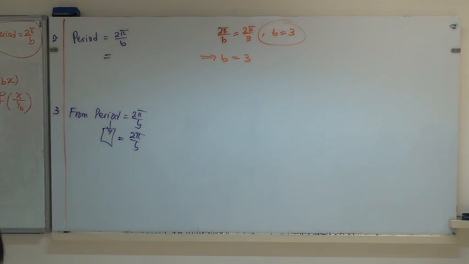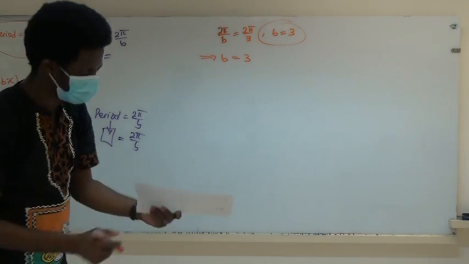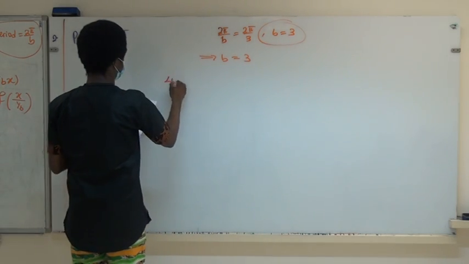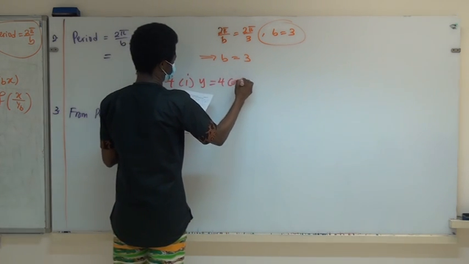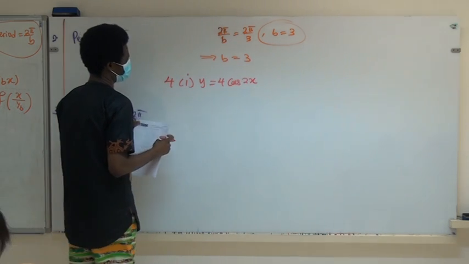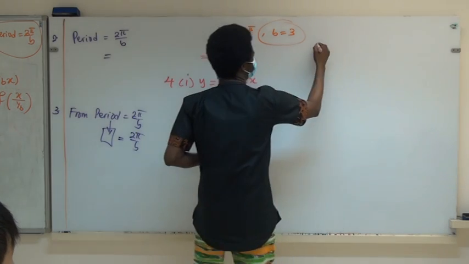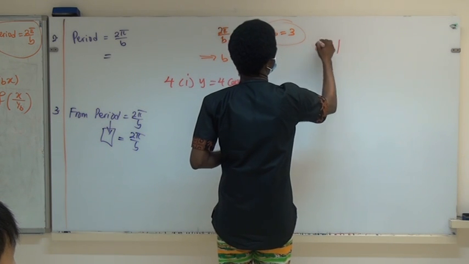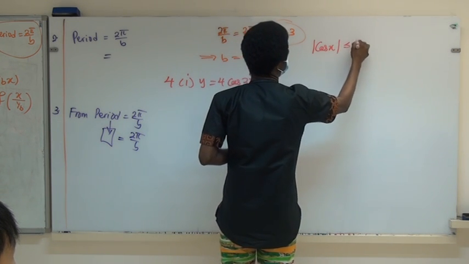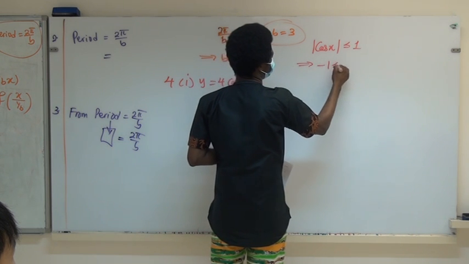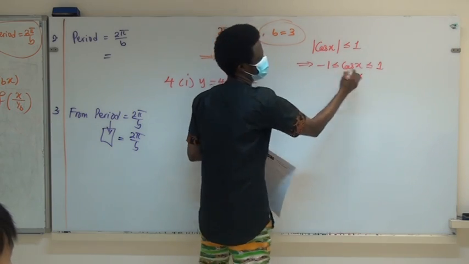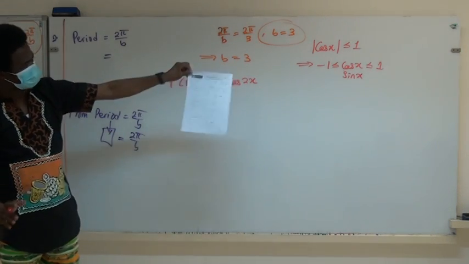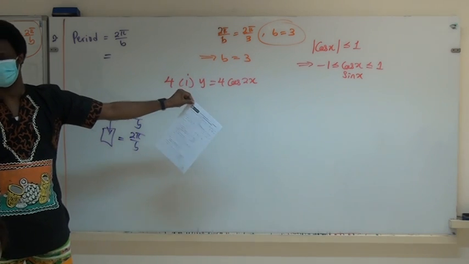Now, I said state maximum and minimum, right? Okay. So I do number 4.1, for example. So 4.1 is y equals 4 cos 2x. At maximum, you see, cos lies like that. So basically, minus 1 is less than or equal to cos x, which is less than or equal to 1. And the same thing with sine x. It cannot go beyond 1, cannot be below -1.